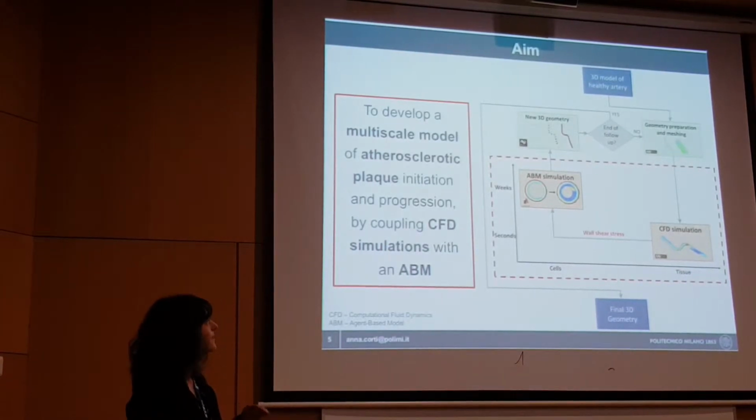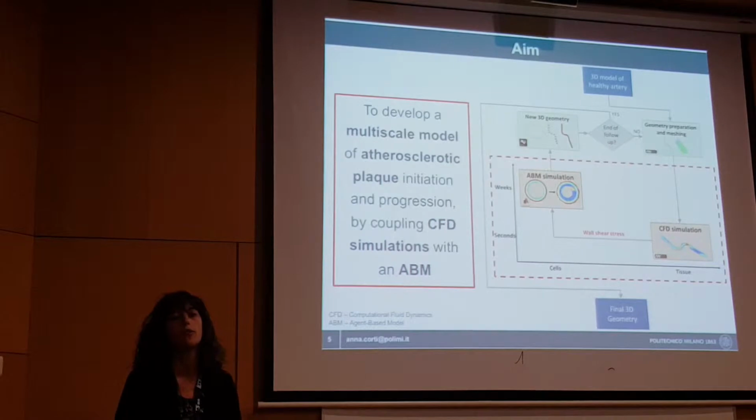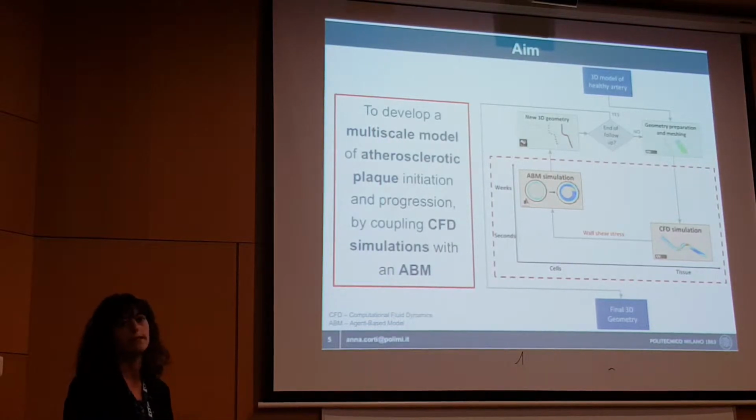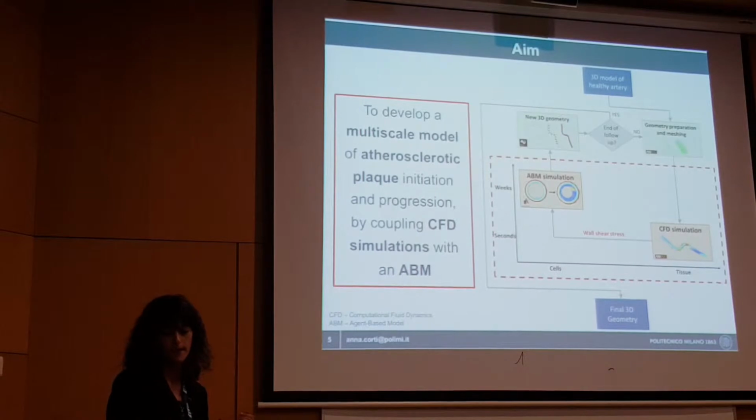For each of these planes, agent-based model simulations are run, and receiving the wall shear stress in input, they compute arterial wall remodeling. After a certain period of time, the agent-based model simulations need to be stopped in order to update the hemodynamics following the geometrical changes. So a new three-dimensional geometry is built from the agent-based model outputs and the loop restarts.